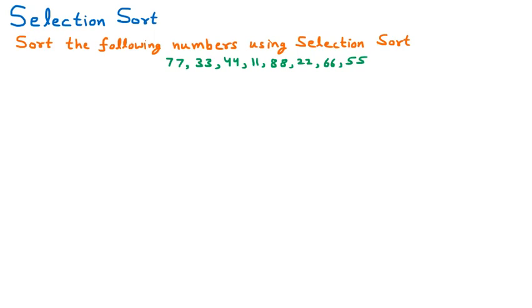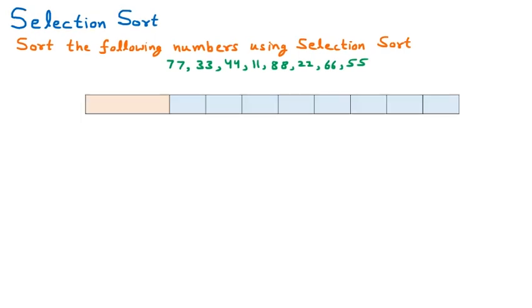Sort the following numbers using the selection sort, and there are some numbers given. So now we are going to sort them. First of all, we are going to take these numbers. Here we have an array, and we are going to put all the numbers here. Suppose we have first 77, then 33, then 44, 11, 88, then 22, then 66 and 55. So we have taken all the numbers here.